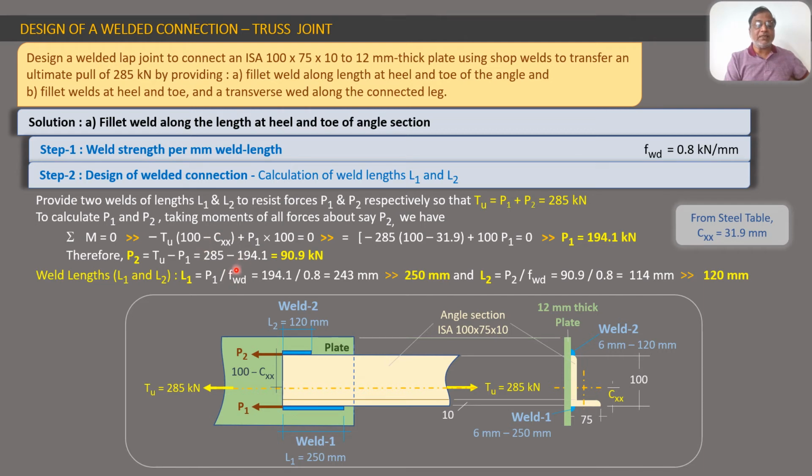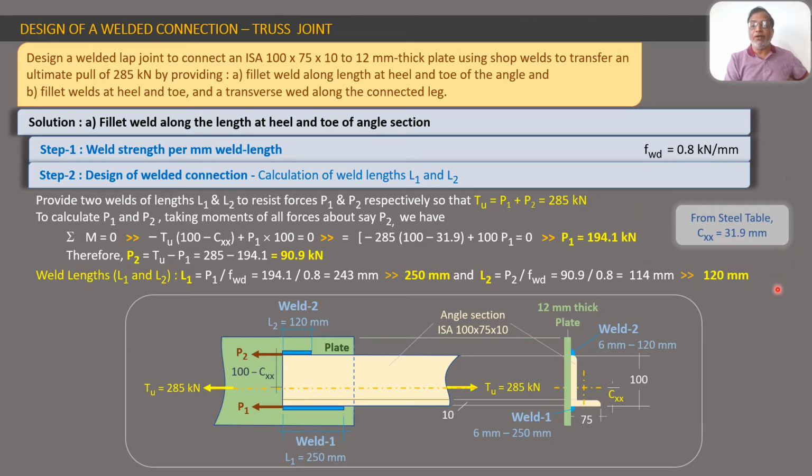Now what is CXX? CXX is a sectional property of this angle. You can see the distance CXX: it is the distance of the centroidal axis of the angle from the bottom. Where will you get the value of this? You will have to refer to the steel table. From the steel table you get CXX equal to 31.9 mm.